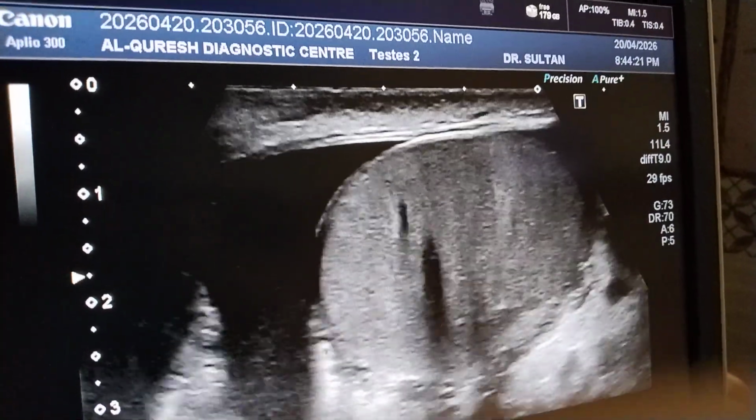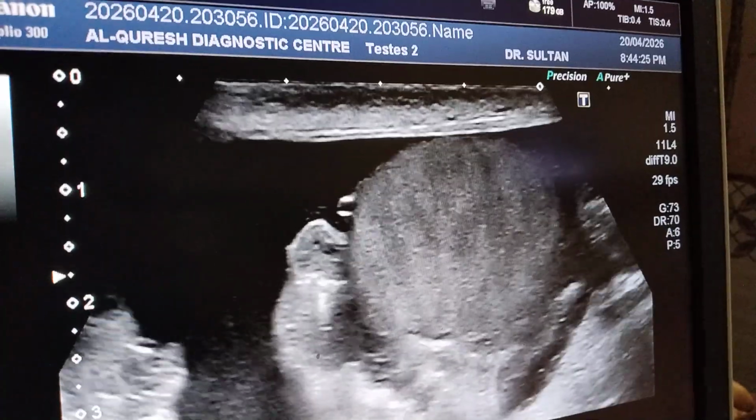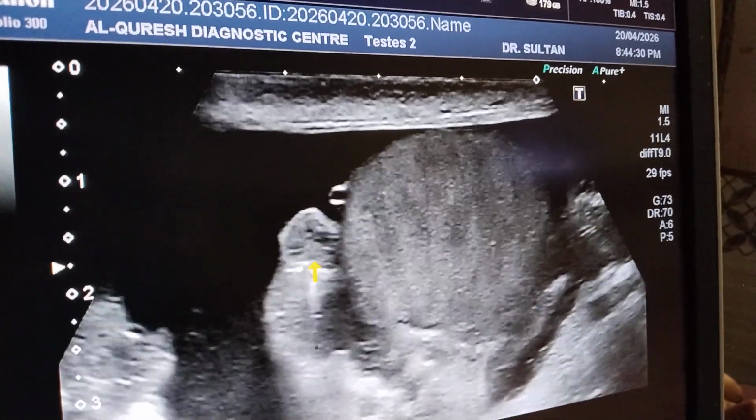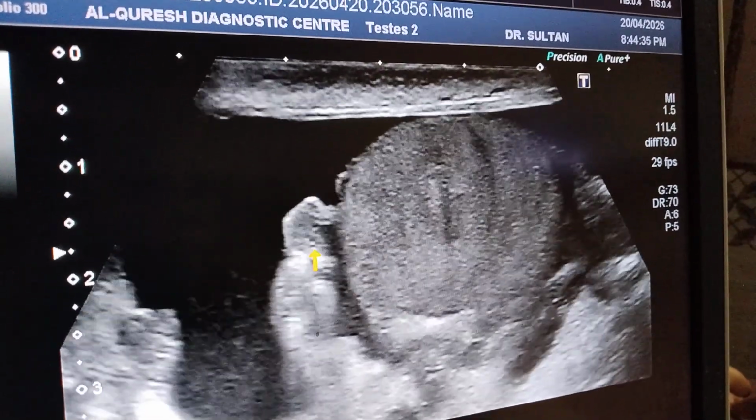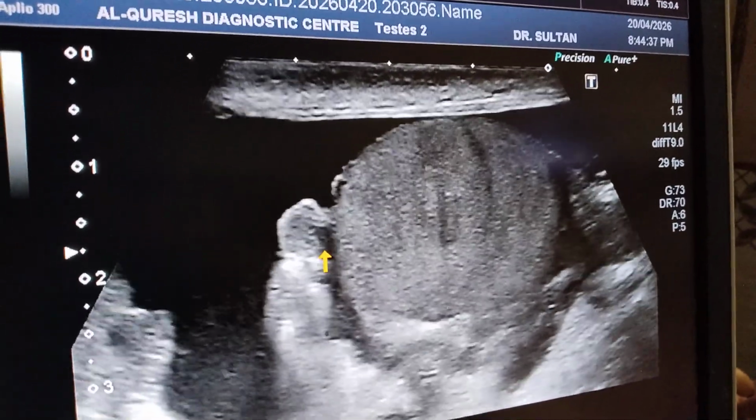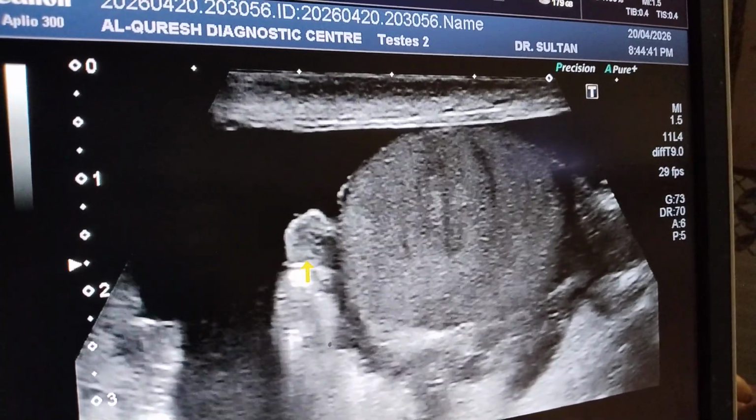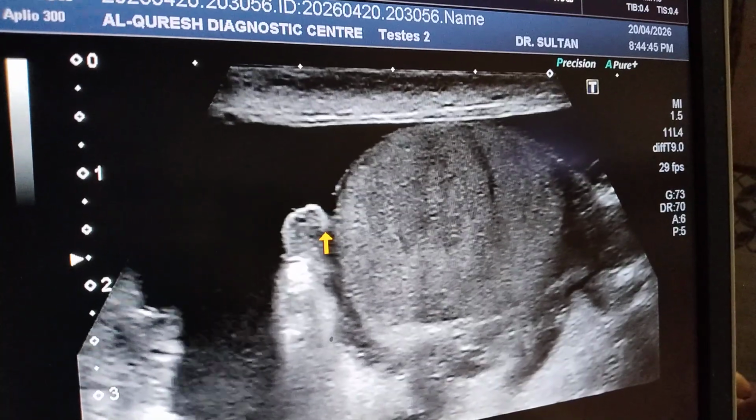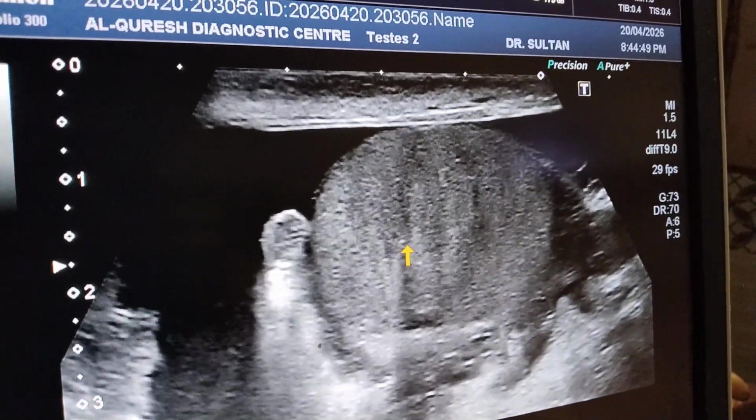Actually, we have already discussed epididymo-orchitis. This was a new thing, the appendix of the testes, which we rarely come across. So I would like to share this new thing with you people also. The appendix of the testes is also inflamed along with the epididymo-orchitis. Thank you very much.